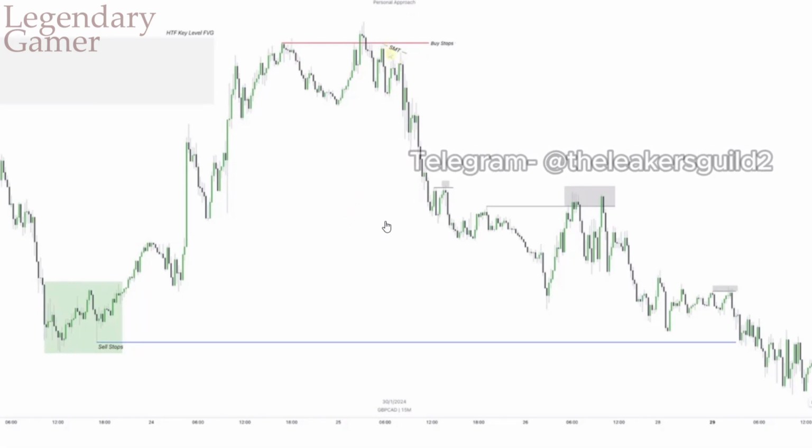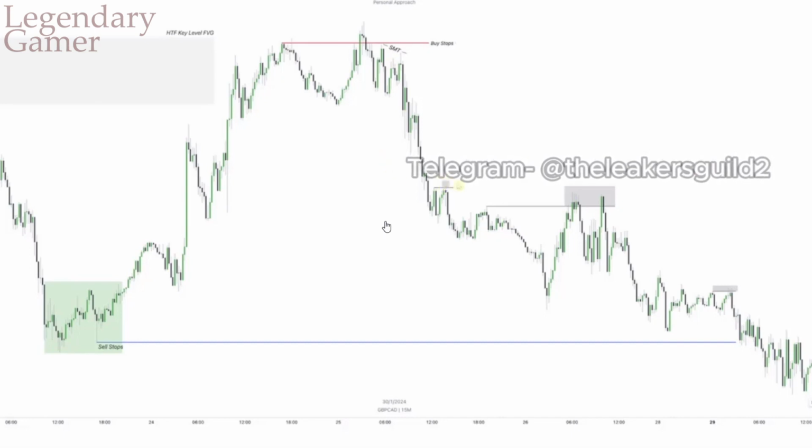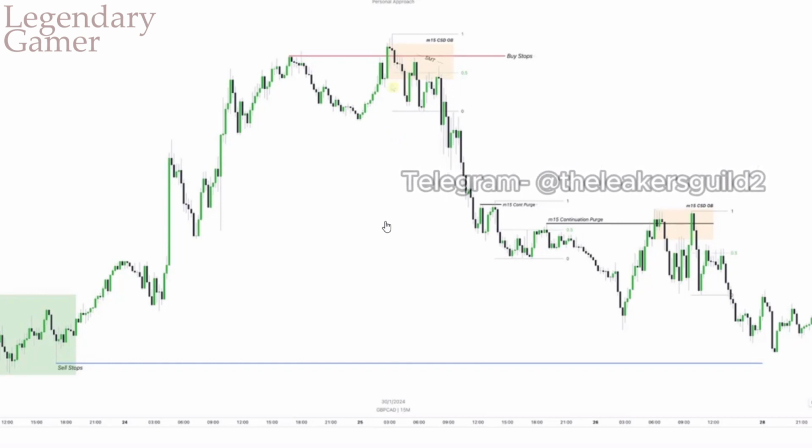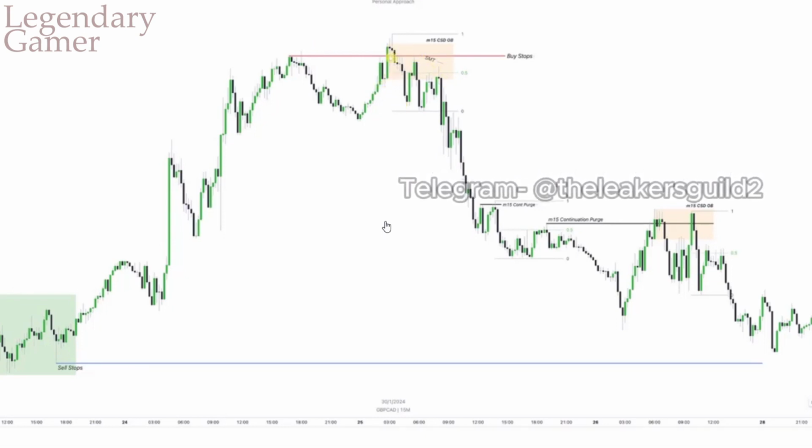We've got SMT on this high from the second day, and then we're going to look for continuation purges. So we have a raid on a high here, raids on the high here, and another raid here. Put a little bit more lipstick on the chart, right? We want to be waiting for that change in the state of delivery order block, which is a high probability order block.